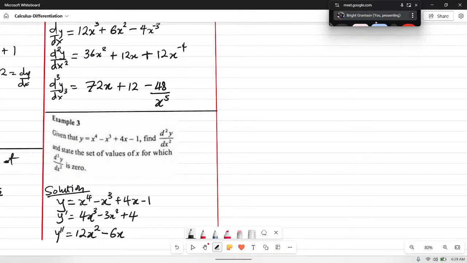So now, when the second derivative is equal to 0, equate this to 0. What can we factorize out? You can factorize 6x. So it's 6x(2x minus 1) equals 0. That means 6x equals 0, and 2x plus 1 is also equal to 0. x equals 0, x equals half.